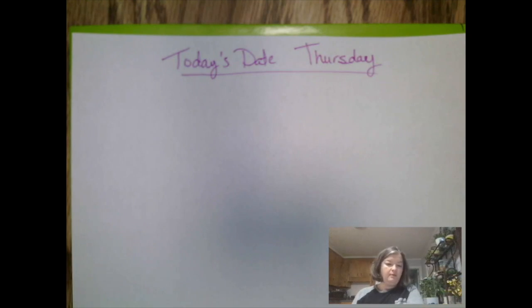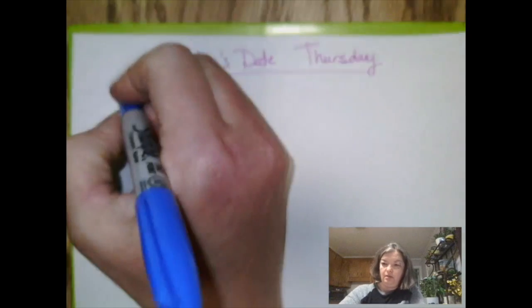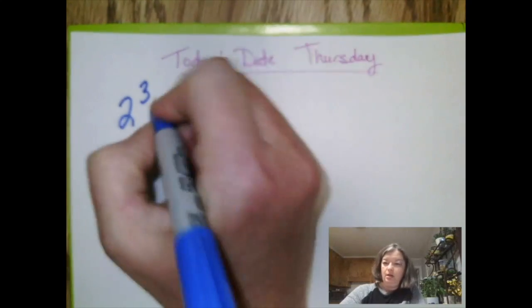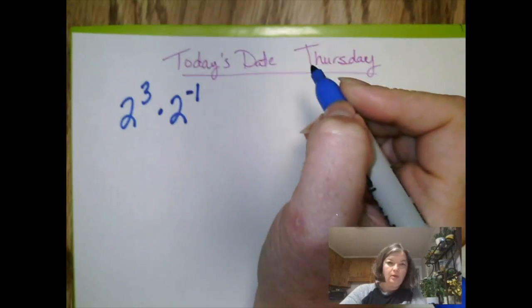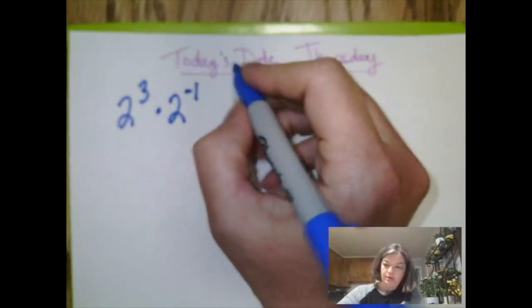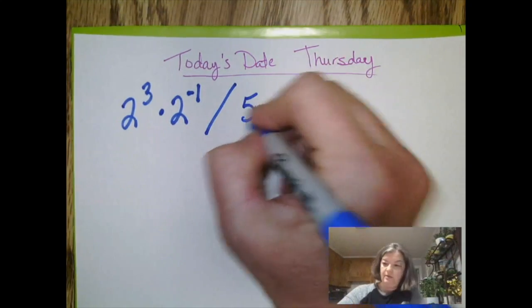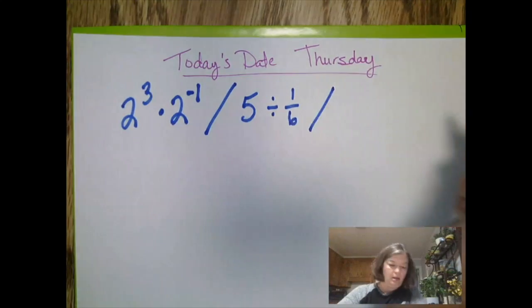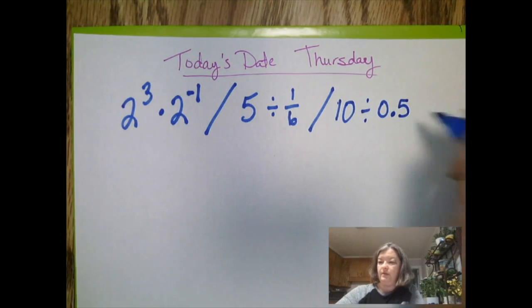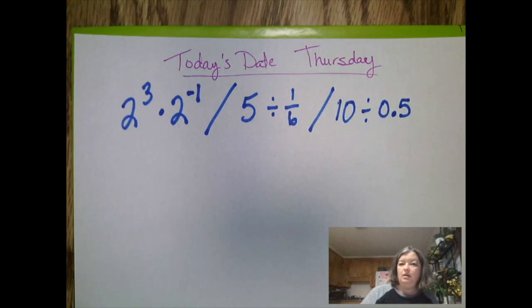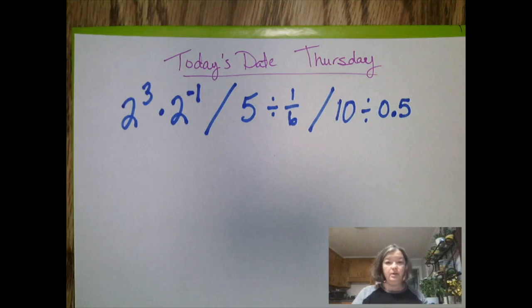Here we go. Today's date for Thursday. For the month, we have 2 to the 3rd times 2 to the negative 1st. For our day, we have 5 divided by 1/6. And for the year, we have 10 divided by 0.5. This one's not too bad. I'll give you a few minutes to pause it and work it out. Alright, and I'm going to solve it in 5, 4, 3, 2, 1.